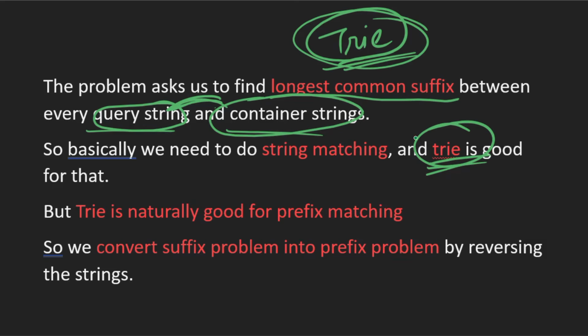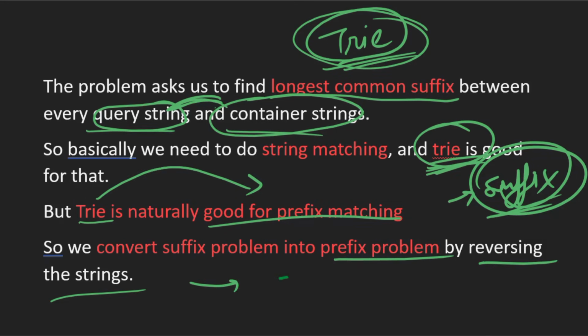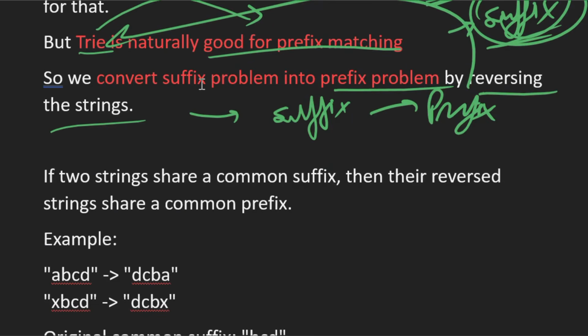But there is one problem here. As we know, trie is good for prefix matching, but here what we need is suffix. So we need to convert our suffix problem into a prefix problem. If we reverse the strings, then our suffix problem will be converted to a prefix problem, and then we can use trie, right? So this is the first thing that we do: we reverse all the strings.